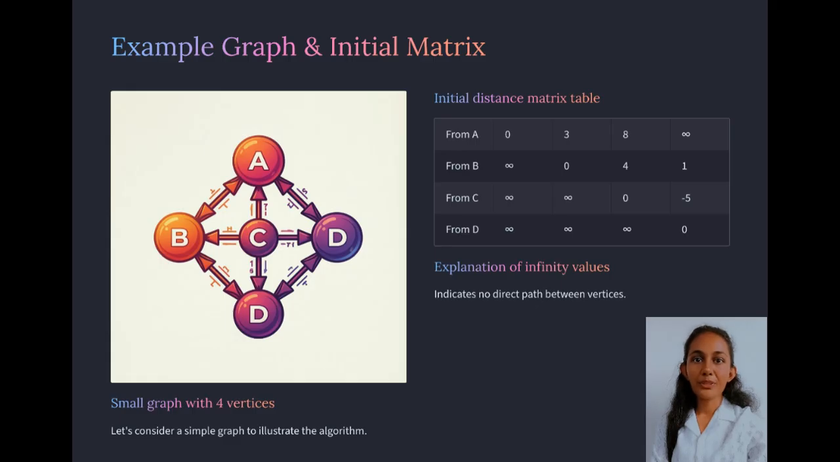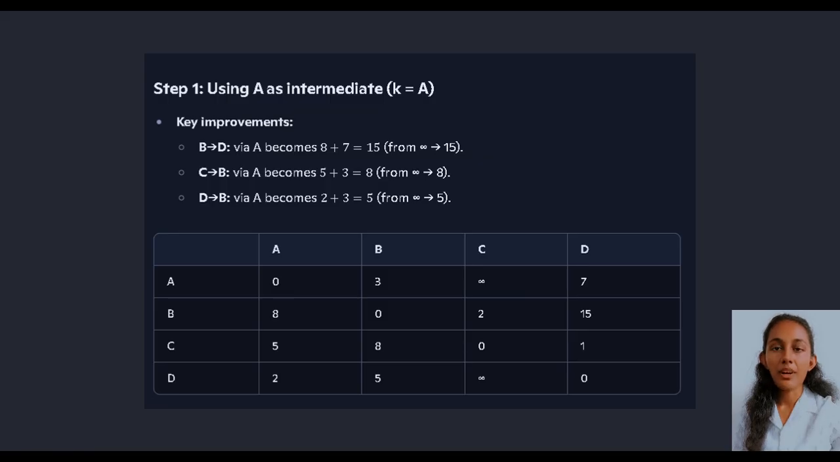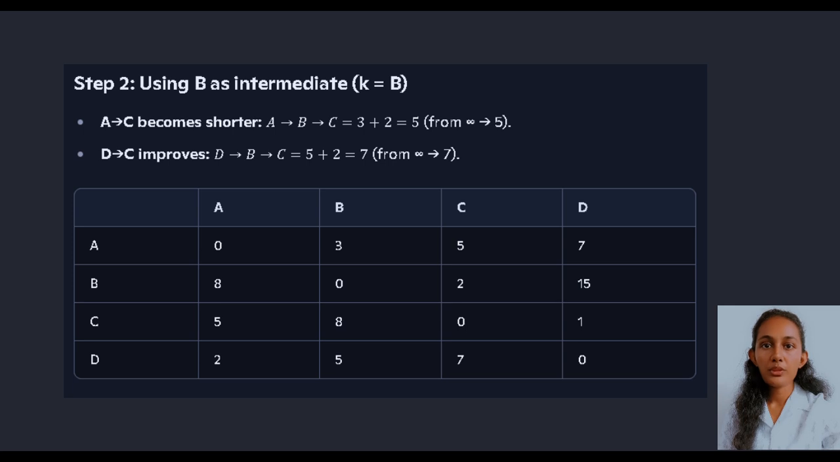Now let's go through a small example carefully. So in this table you can see the vertices are A, B, C and D. Now as step 1 we use A as the intermediate. Check all paths that go through A and update the distance if shorter. So this is the answer we get. Now as step 2 we use B as the intermediate and do the exact same. Now you can see A to B to C becomes shorter than A to C directly.